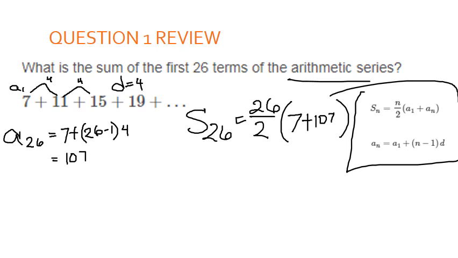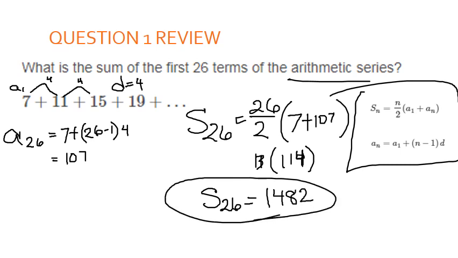Now that 107 goes over here in my summation formula. 26 over 2 is going to give me 13. And then 7 plus 107 is 114. Multiply those two numbers, so the sum of the first 26 terms is going to be equal to 1,482. So you have to use both of these formulas. Make sure you have them written down for your quiz. So let's look at the next one.